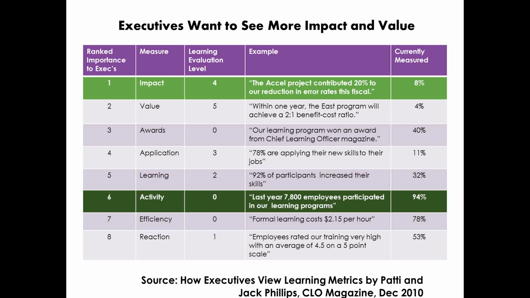So 94% of organizations that do measure training measure activity. But in terms of what executives are looking at, that was ranked 6th of 8. Impact was ranked number 1. Only 8% of organizations measure that. Value was ranked number 2. Only 4% of organizations were capturing that type of information.